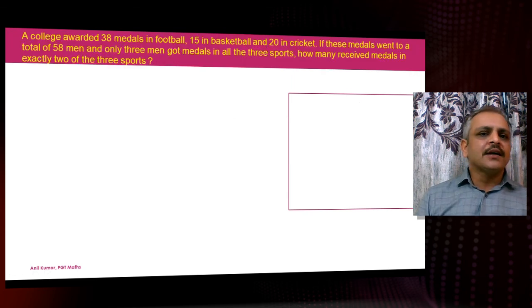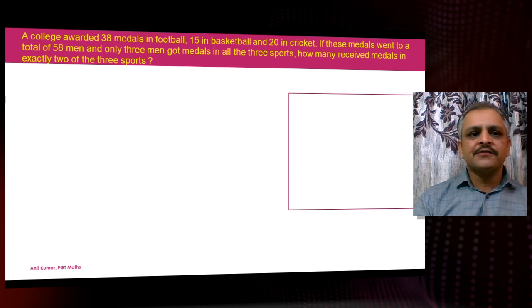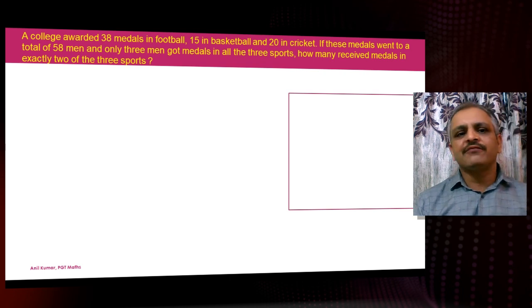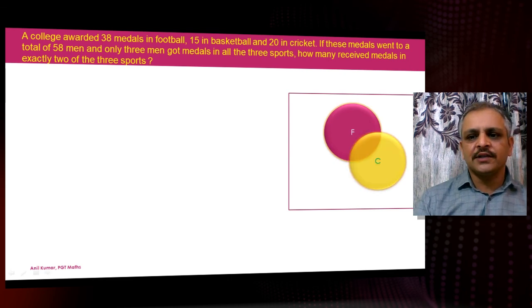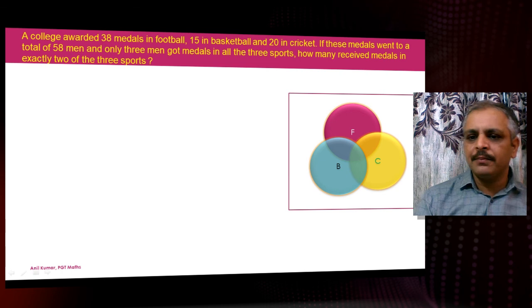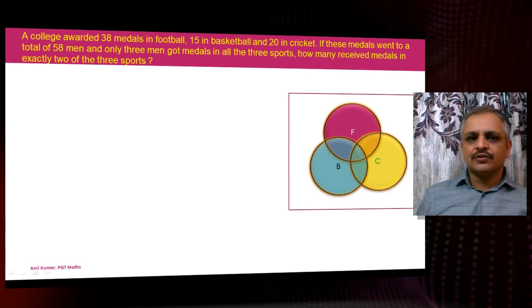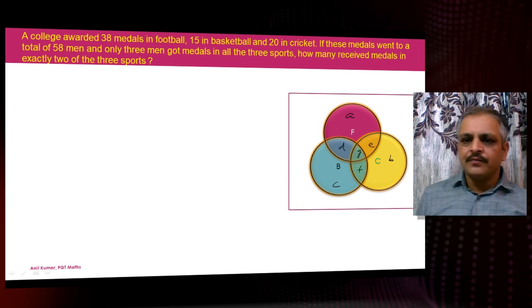Next is: the college awarded 38 medals in football, 15 in basketball and 20 in cricket. If these medals went to a total of 58 men and only 3 got all the 3 medals in the 3 sports, how many received medals in exactly 2 of the 3 sports? This is the same way, football, cricket and basketball, and let's make them disjoint sets. So let this F be A, this is B and this is C, D, E, F and G.